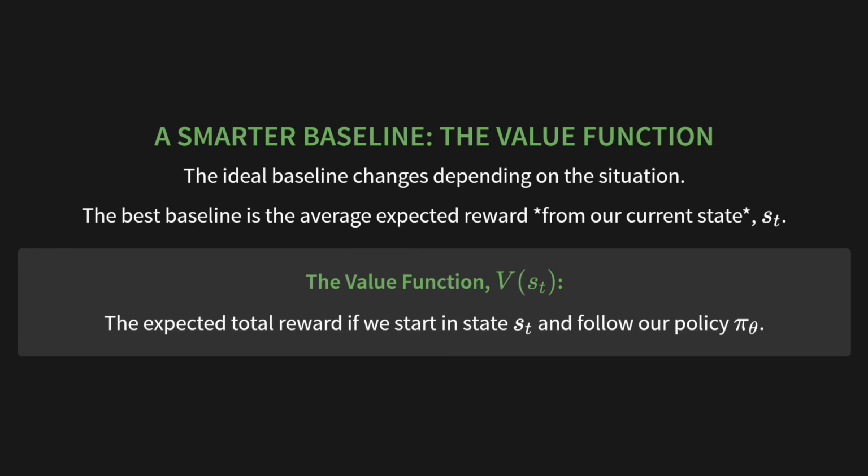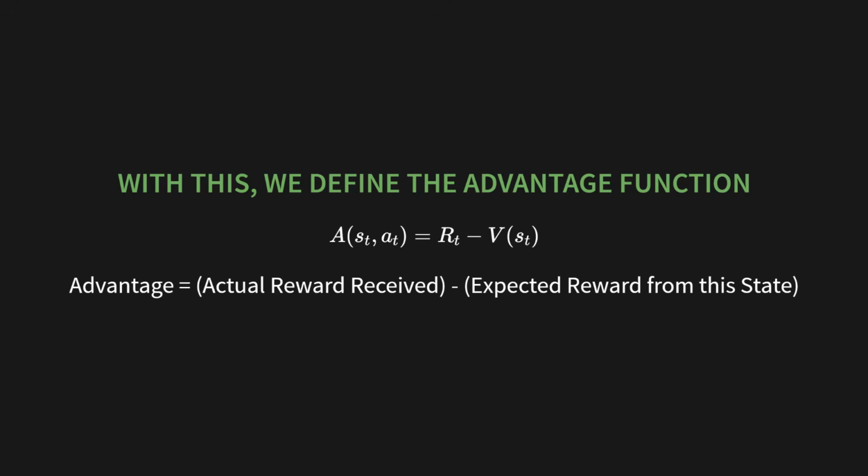With this powerful new tool, we can define the advantage function. Check out this formula. The advantage, a of s_t, a_t, is simply r_t minus v of s_t. Or in plain English, advantage equals the actual reward you received minus the expected reward from this state. It's the measure of surprise.